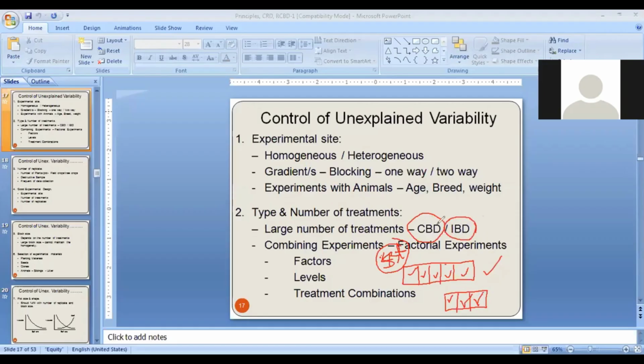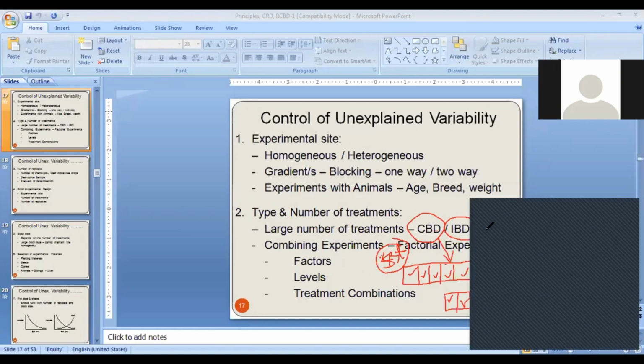Write down what is CBD. I put it in simple form. CBD means complete block design. So this is a complete block design. Example for complete block design when you have 5 treatments. Just a second, this internet is giving problems.